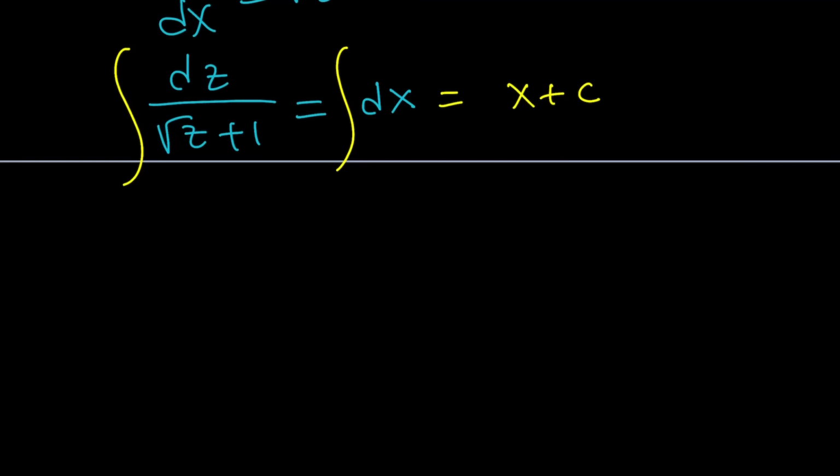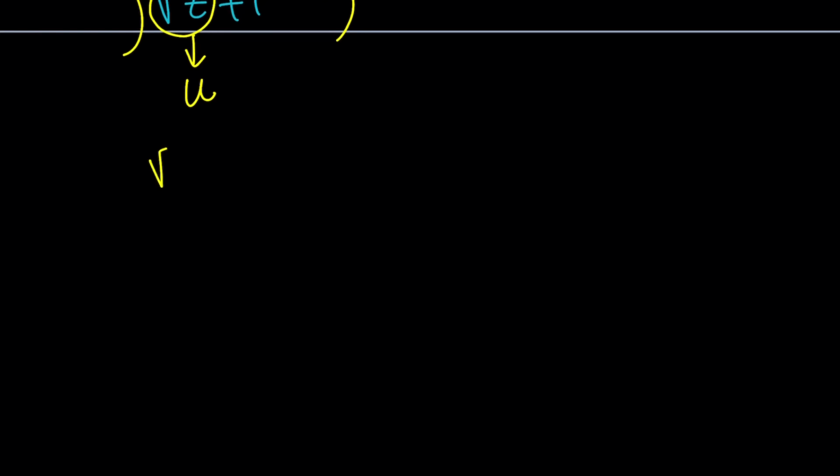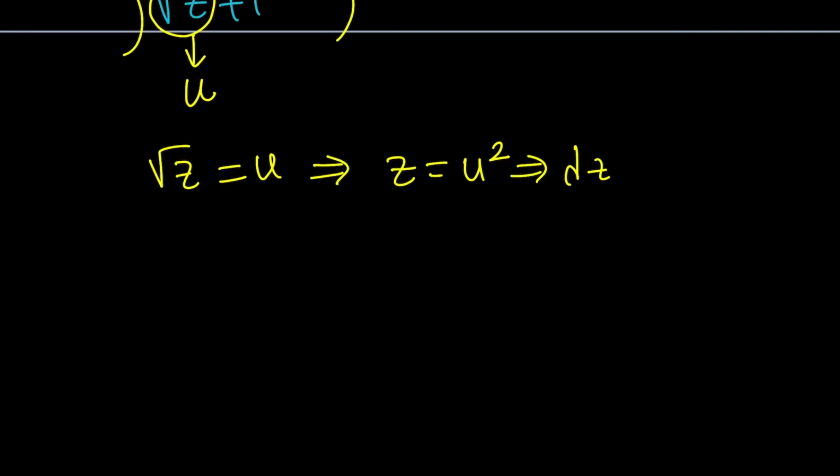For the left-hand side, we're going to use u substitution. So square root of z, set it equal to u. And then something interesting happens. Square root of z equals u, and then square both sides, z equals u squared. Then take the differential of both sides: dz is equal to 2u du. And this is the fun part.